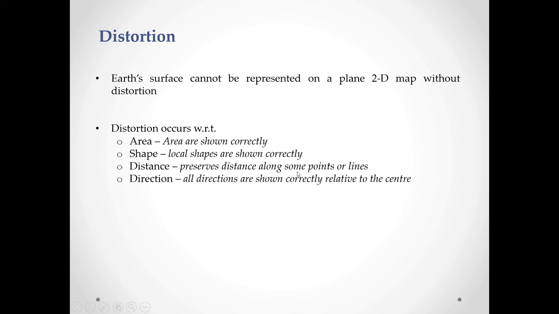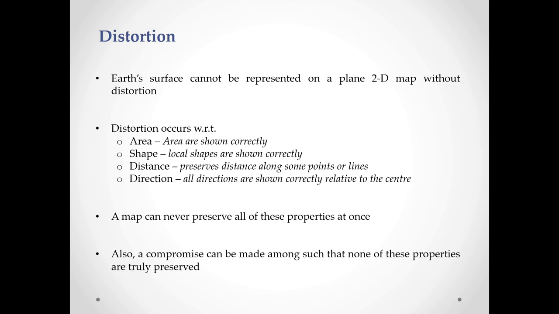Preserve distance along some points or lines. All directions are shown correctly relative to the center. So distortion will occur: if we fix any of these parameters, then the other parameters will vary. A map can never preserve all of these properties at once. Also, a compromise can be made such that none of these properties are truly preserved. We compromise all of these four parameters to represent a more or less accurate map.